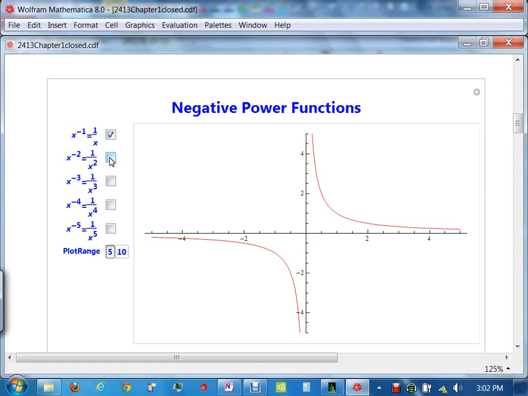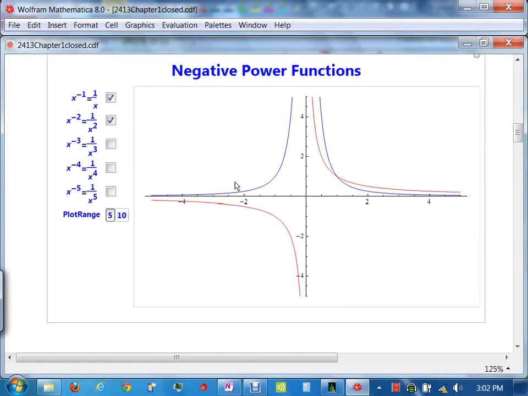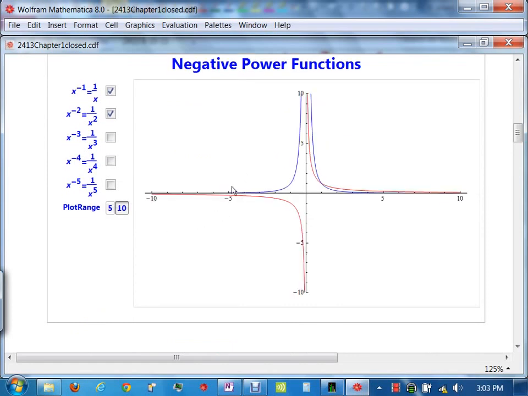X to the negative 2 is 1 over x squared. I like to call this the volcano function. Right? It looks kind of like a volcano. Both sides go up in the middle. They keep going up to infinity though, right?